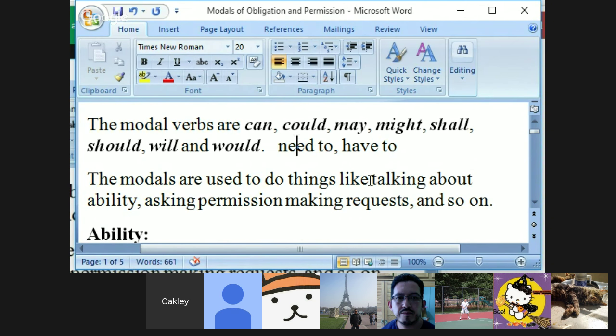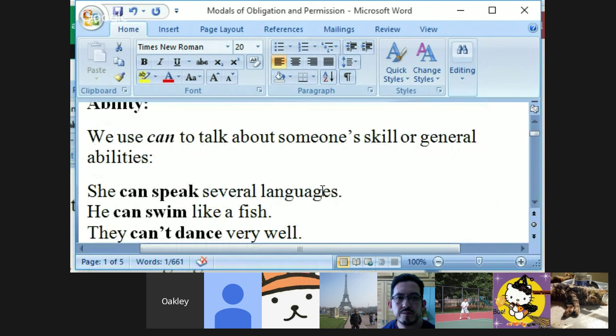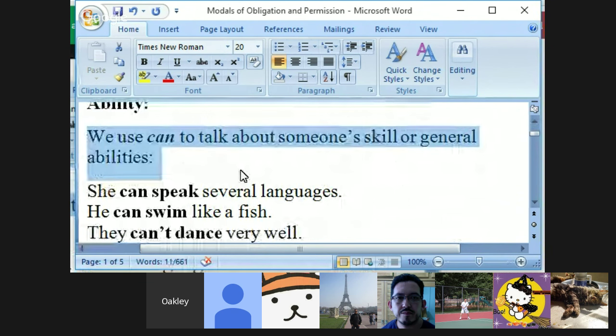First of all, modals to talk about ability. We're going to look at can. When we use the modal verb can, basically modal verbs act somewhat, not exactly, but somewhat like auxiliary verbs, which we use as helper verbs to show verb tense. Modals are a little bit different.